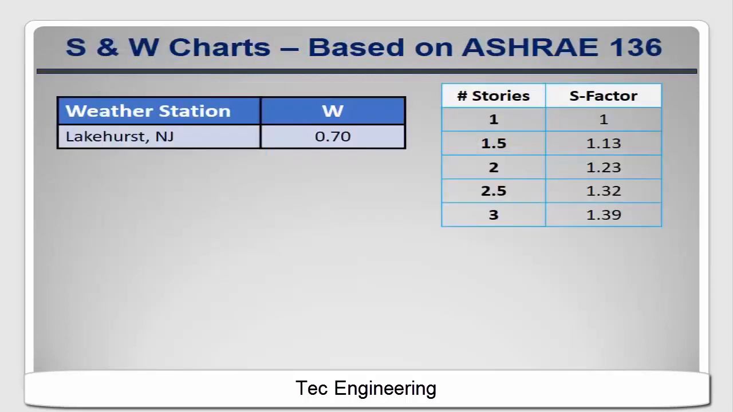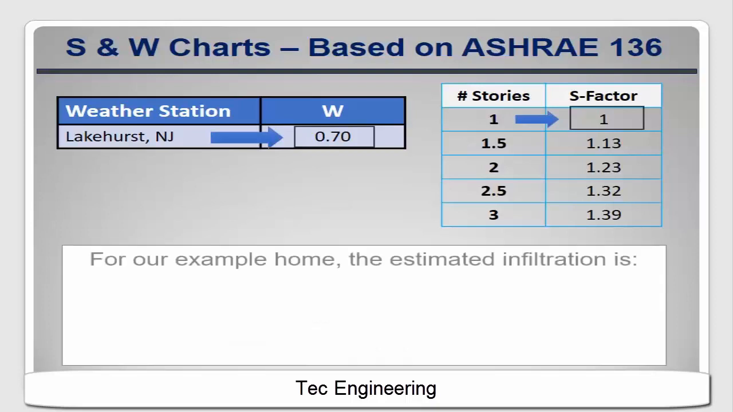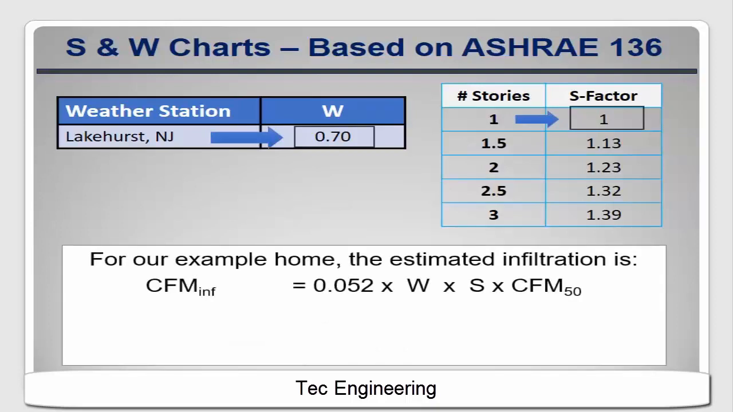ASHRAE 136 lists only one New Jersey weather station, in Lakehurst. That's close to Hamilton, so we'll use that W factor, which is 0.7. The S factor is again 1 because this is a single-story house. Now we can plug those numbers into the equation with our blower door reading. The estimated natural infiltration is 0.052 times the W factor of 0.7 times the S factor of 1 times the blower door reading of 2000 CFM.